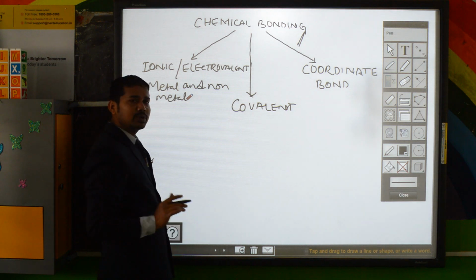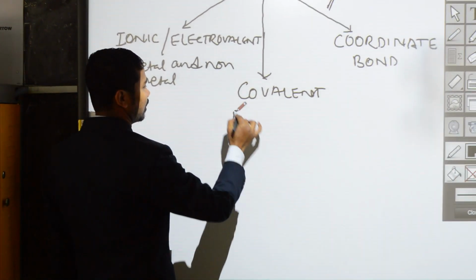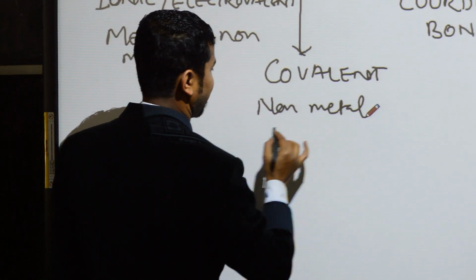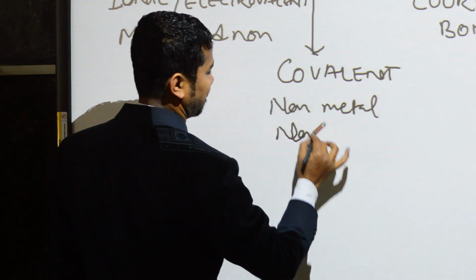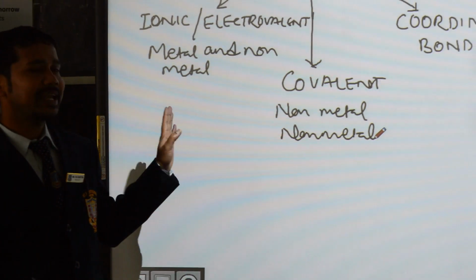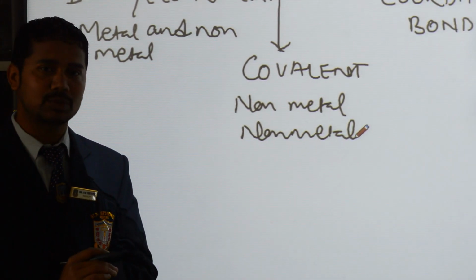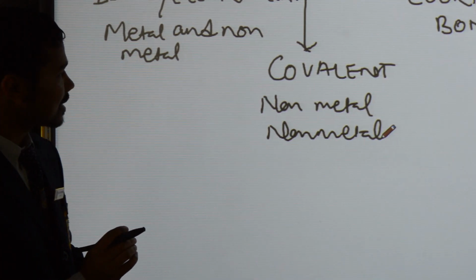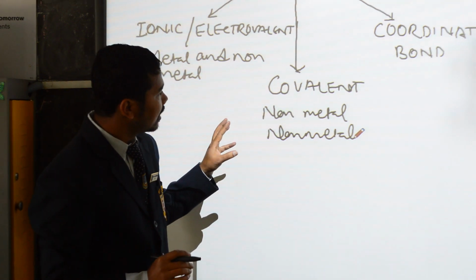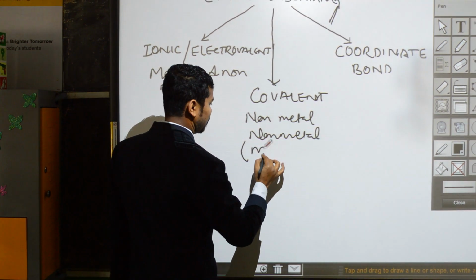And this covalent bond is also done in the class. Covalent bond is formed between a non-metal and a non-metal, because they cannot lose electrons. Both of them have the tendency to gain electrons, so they complete their stable electronic configuration by sharing a pair of electrons, and this will be mutual sharing.